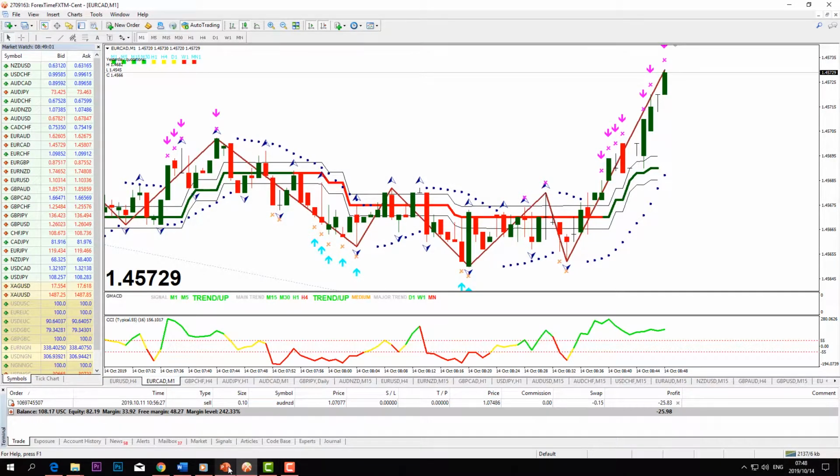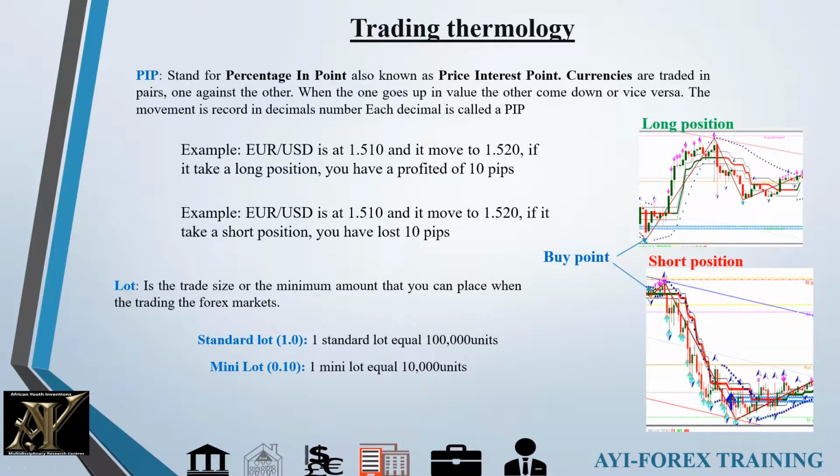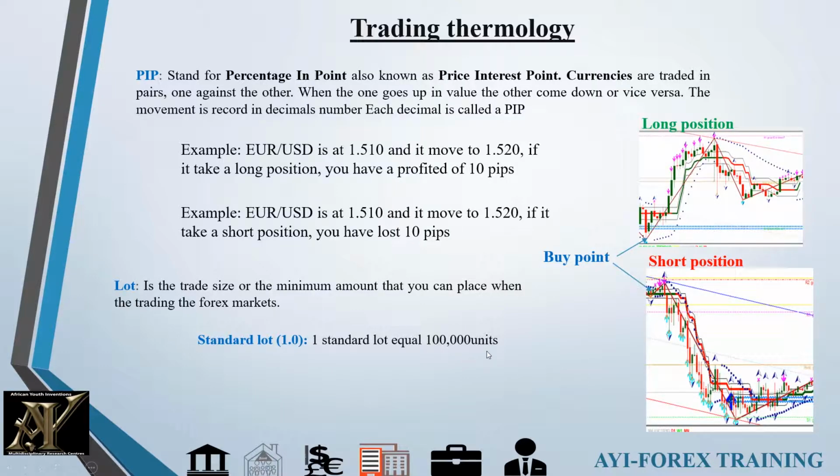Now, this is what we call a lot. A lot means the amount of money that you can use to trade. The standard lot is one, which is equal to 100,000 units. So when I give my new order, I come here and choose one, which means I can sell or buy depending on my market. I look at my market, then I can sell or buy. It's going to give me 100,000 units. Now, if you play with 0.10, it's equal to 10,000 units. And then 0.01, it's a micro lot, equal to 1,000 units.